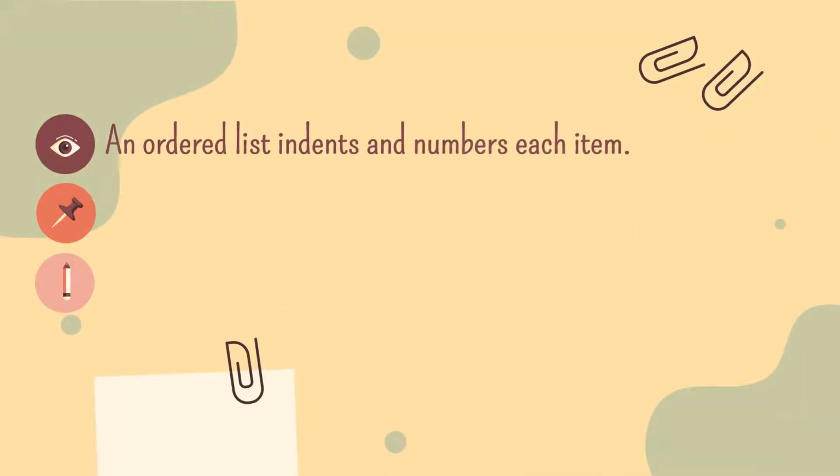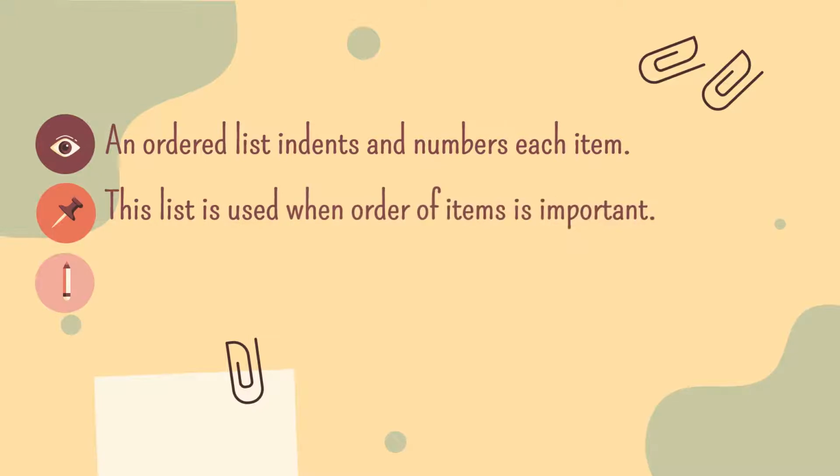An ordered list indents and numbers each item. That means before each list item we put a number. This type of list is generally used when the order of items is important, like the steps to start Notepad or steps to open the MS Word or any other types of steps which must be in order. For that type of list, we generally use the numbered list.